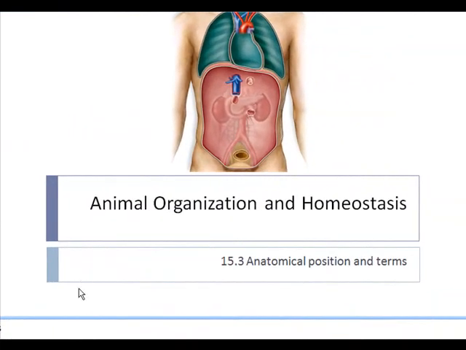Now, this is the last section of the animal organization and homeostasis lecture. In this particular section, we are going to learn a lot of different terms which explain the positions of different organs. These terms are used for location or movement of different organs, and you will use them to explain how different systems are related to each other.